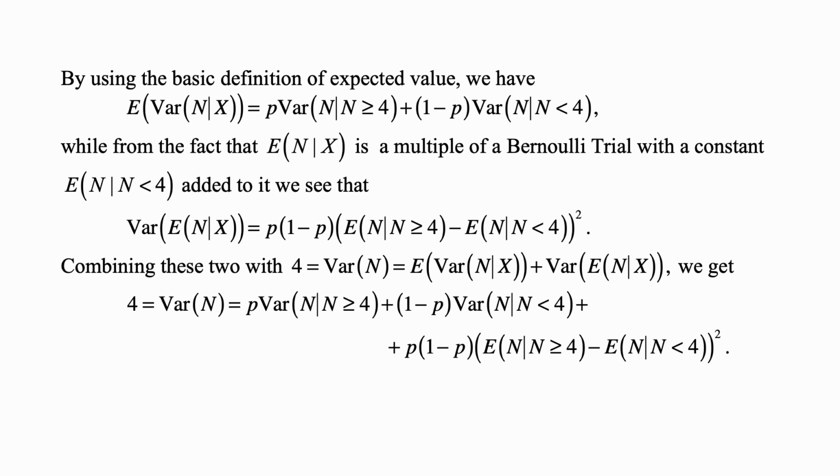Combining these two with the fact that 4 is equal to the variance of n, which is the expected value of the variance of n given x, plus the variance of the expected value of n given x, we get this. That 4, which is the variance of n, is equal to p times the variance of n given that n is greater than or equal to 4, plus 1 minus p times the variance of n given that n is less than 4, plus p times 1 minus p times the difference of the two expected values squared.